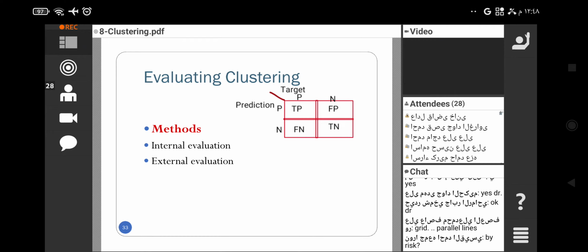Okay, each of these, true positive, false positive, false negative, true negative, each of them is a number. For example, true positive is 20. It means that from the data that we used for testing, for example 100 data, 20 is true positive, 30 is false positive. Okay, do you understand this?